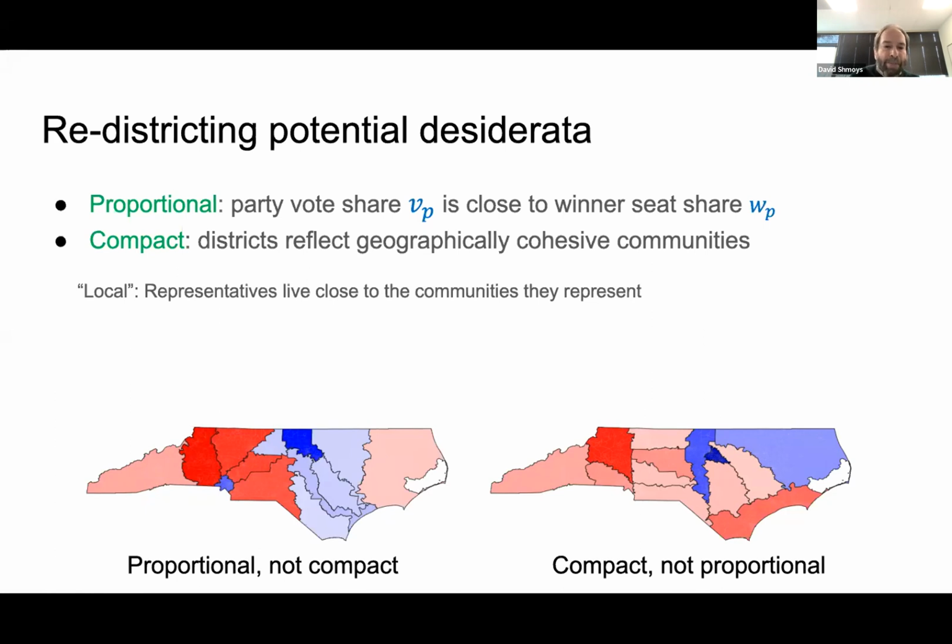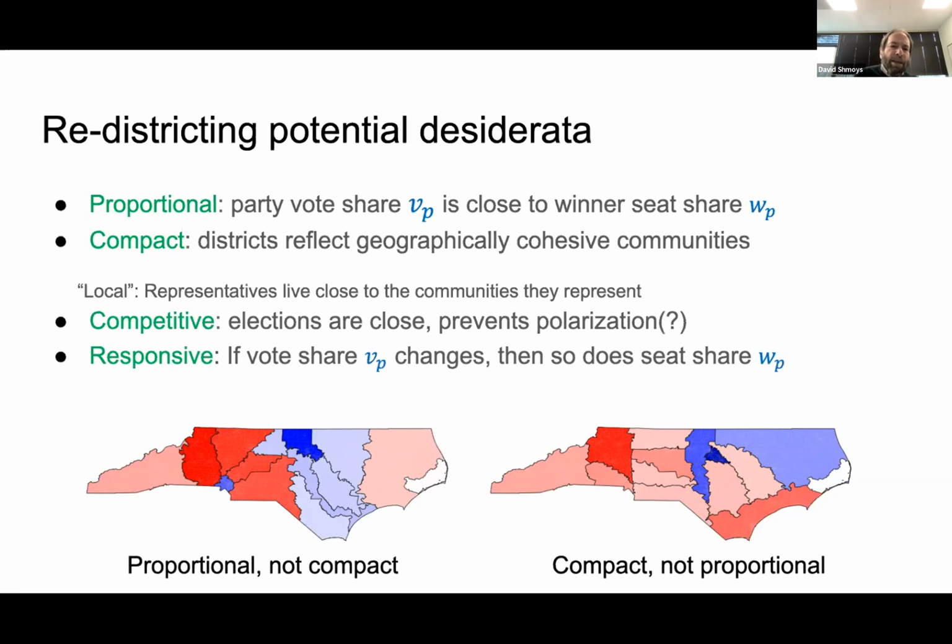So here I show you two maps of North Carolina. On the left, there's a map that is proportional, but is not very compact. Whereas on the right-hand side, there's a map that is compact, but not very proportional. And these are not the only goals one might have in mind. Another notion for a given districting plan is competitive districts: if you have too many districts where the elections are not likely to be close, that can be viewed as a problem.